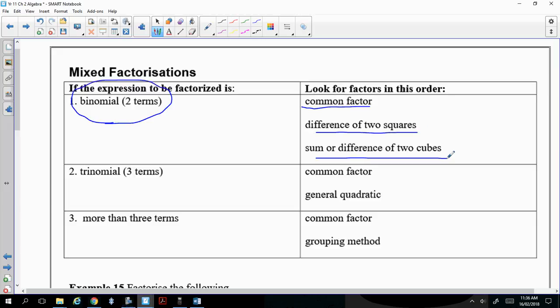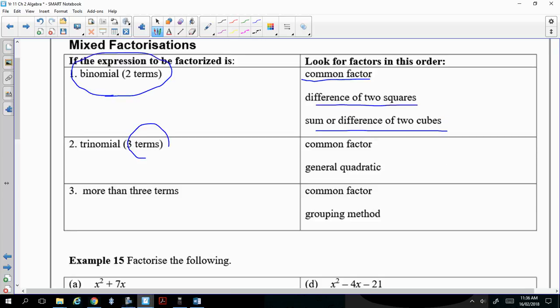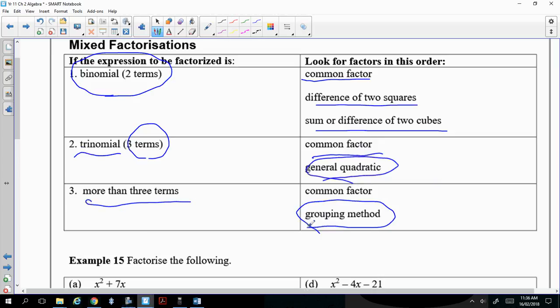If it's a trinomial, three terms, you always look for a common factor before you apply the quadratic factorization technique. And if there are more than three terms, which is like four terms, you group in pairs. So we categorize into three different types: two terms, three terms, four terms. And for all these types, the first thing you do is always look for a common factor, then do the factorization. All right, let's use this technique on these questions.